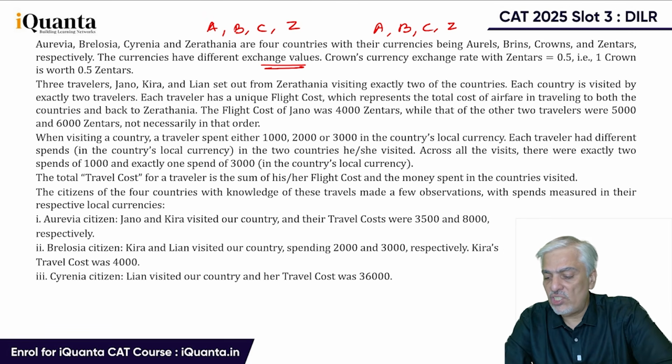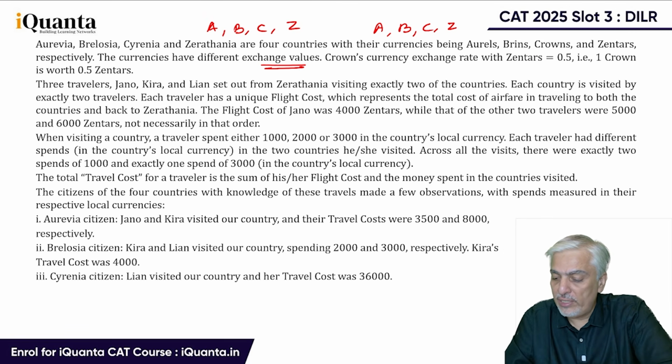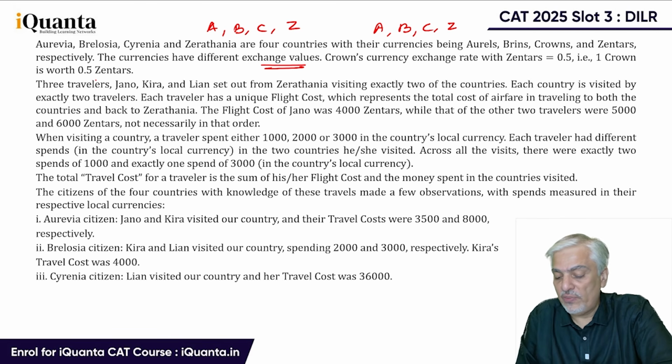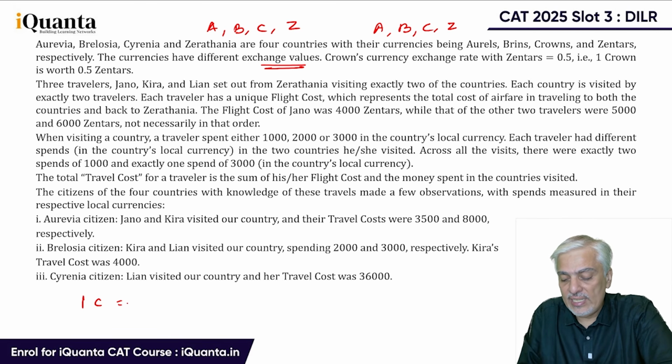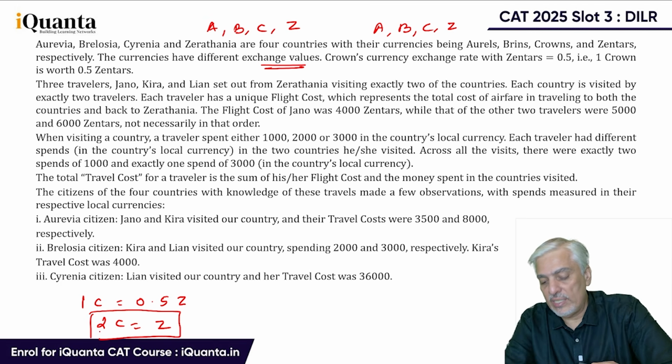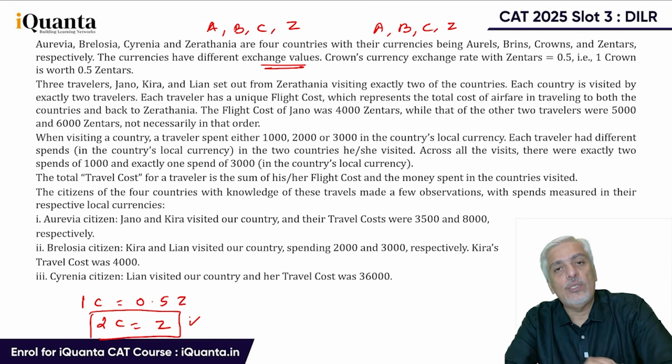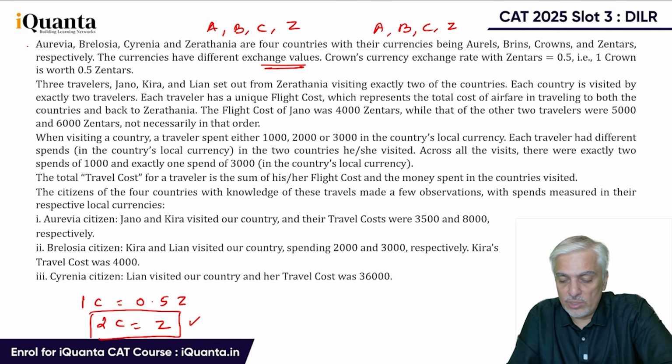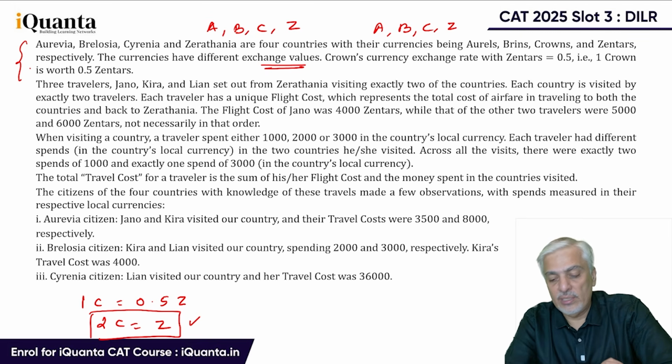Crown's currency exchange rate with Zentars is 0.5. That is 1 crown is equal to 0.5 Zentar. So I know 1 C is 0.5 Z, as good as 2 C is equal to 1 Z. If I don't want to write without fractions, I've got Z is equal to 2C. So I know the relation of Z with 2C. That's the first thing. So till here I've just got that much information.